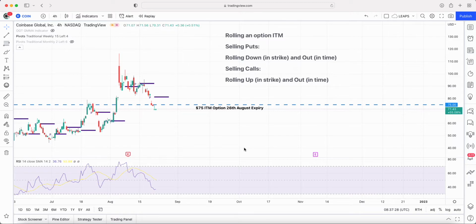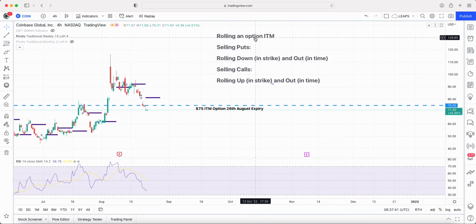But generally, when you do this, you need to be able to learn how to roll an option, especially in the money. Now, the rule of thought is when you're rolling an in the money option, and what we mean by an in the money option, let's just say in this example for Coinbase, is I have selected the $75 strike. The price of Coinbase is currently 71.43. So I'm currently in the money, and we have an expiration of August the 26th.